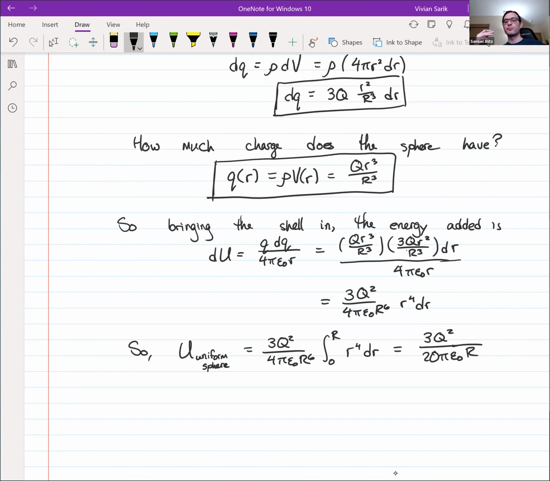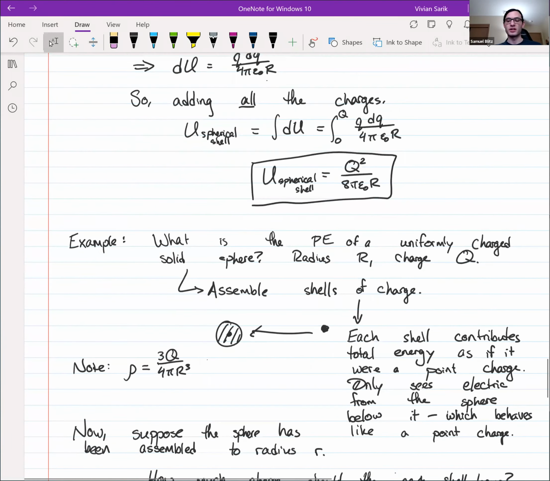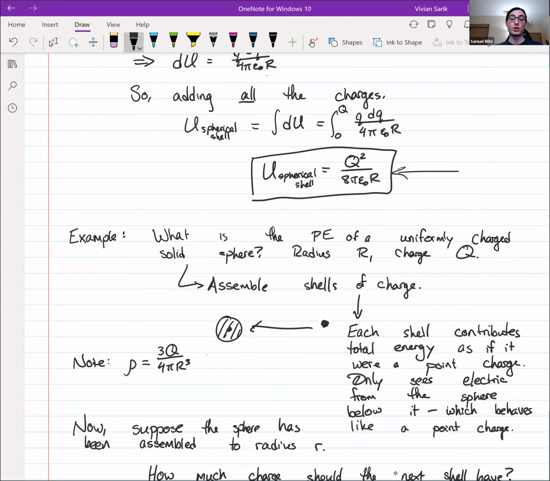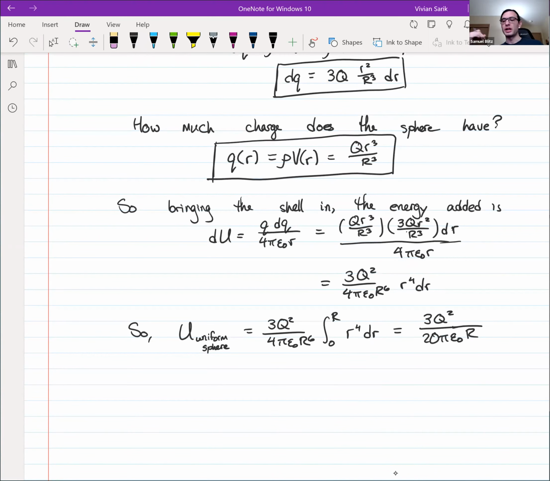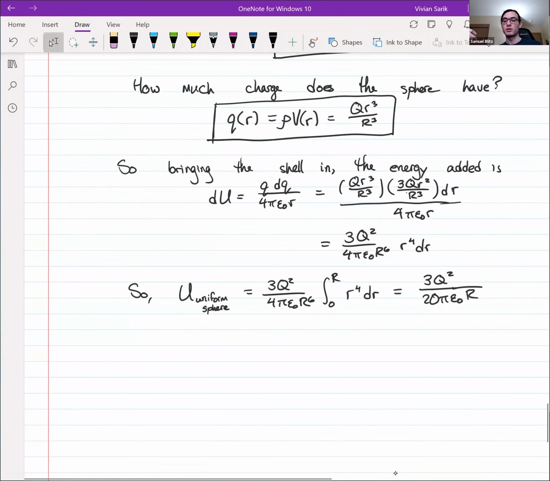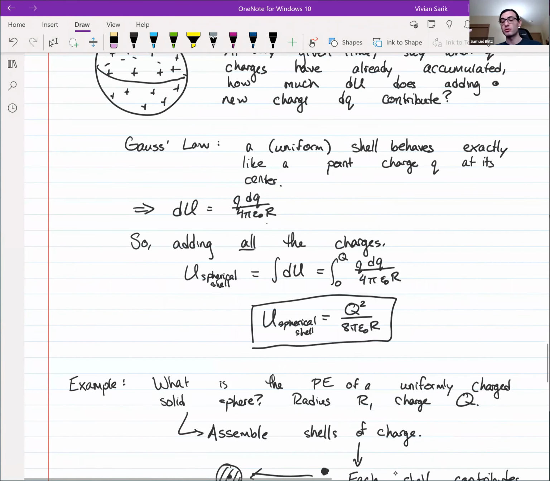And so now you can go back and compare the answer that we got before. This is the potential energy of a spherical shell with charge q and some radius r. We divided by 2 because we did an integral. Compared to the potential energy of a uniform sphere, you'll note that this is actually larger. 3/20 is bigger than an eighth, right?